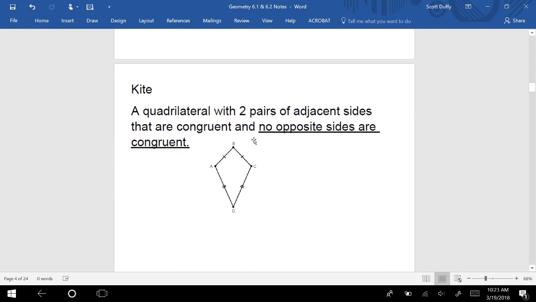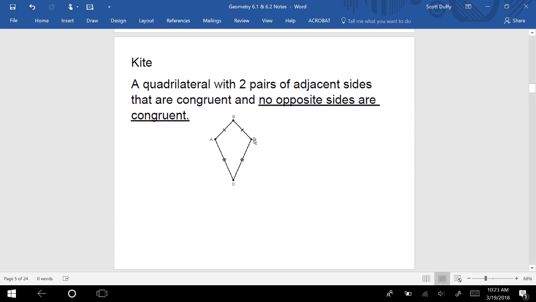A kite is a quadrilateral with 2 pairs of adjacent sides that are congruent, and no opposite sides are congruent. So the adjacent sides, like these two right next to each other, will be congruent, and then these two will be congruent, but they will not be congruent opposite sides. So we would never have this side and its opposite being congruent.